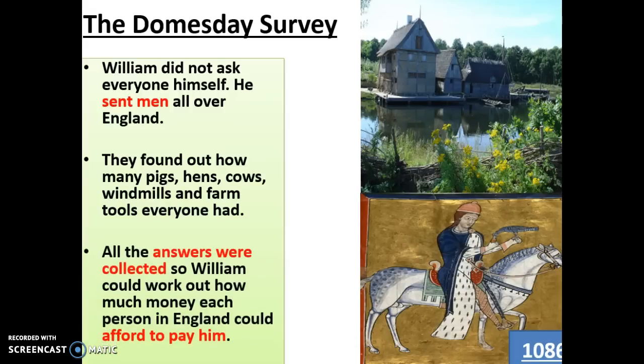They collected all the answers and brought it all together back to London to give to William so he could figure out how much each person could afford to pay him. Because it would be quite cruel to have somebody like a peasant pay the same amount as somebody who is higher up. So he took those answers to decide how much could people pay for these taxes.